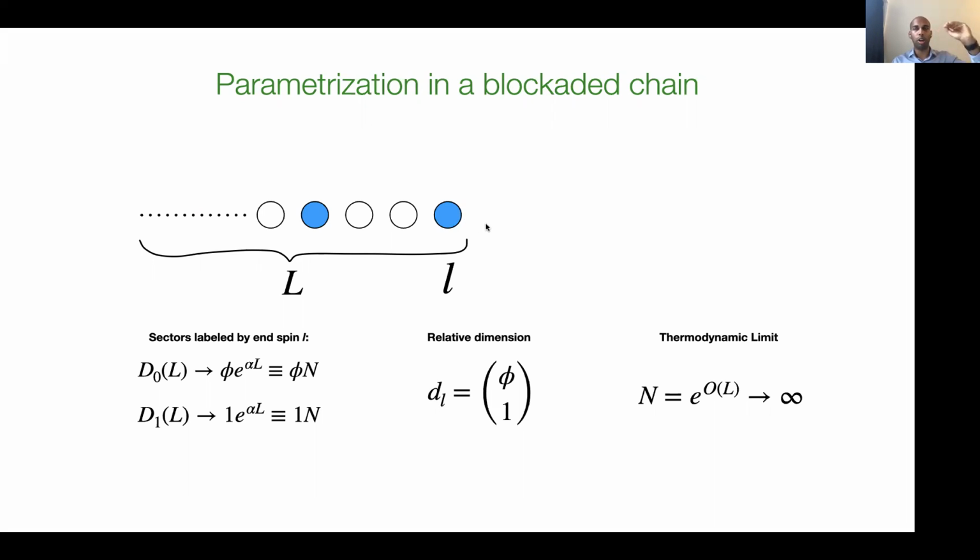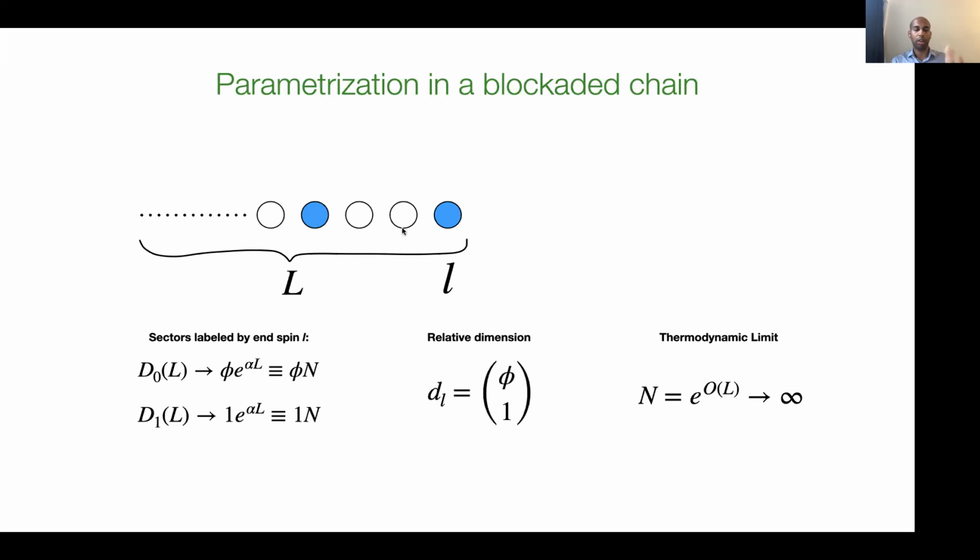There is some lowering of the maximum to doubling of the Hilbert space in this case. So you can label the different sectors of a Hilbert space. You can split up the Hilbert space into different sectors labeled by what is the end spin. If the end spin is 0 or if the end spin is 1, in this case, it's a 2-level system. And you'll see that the Hilbert space grows in different ways.